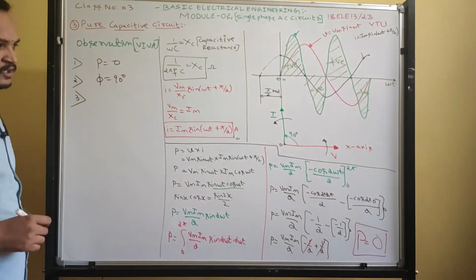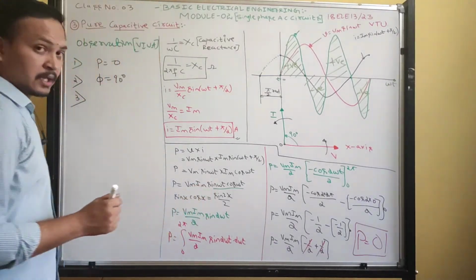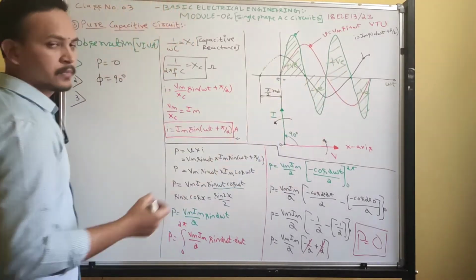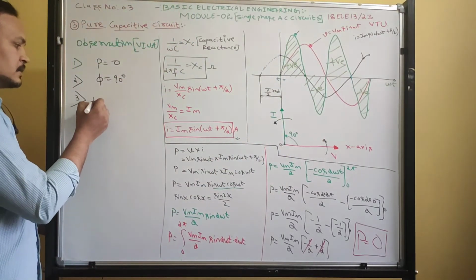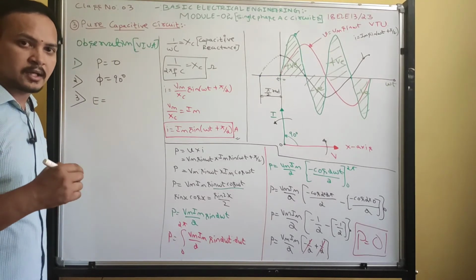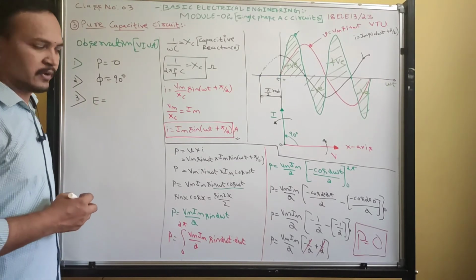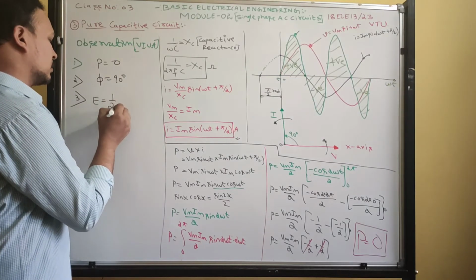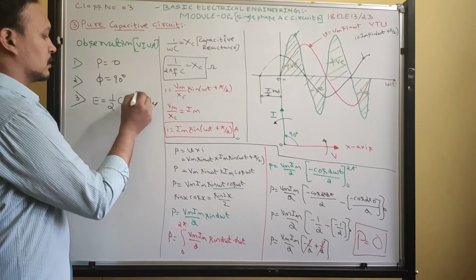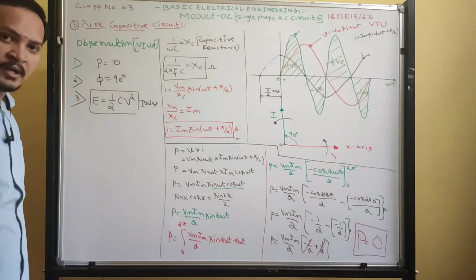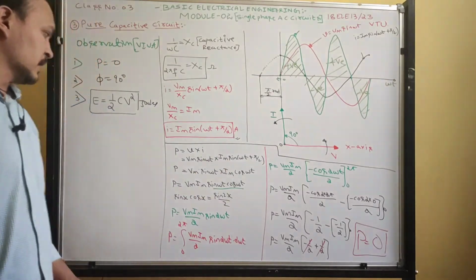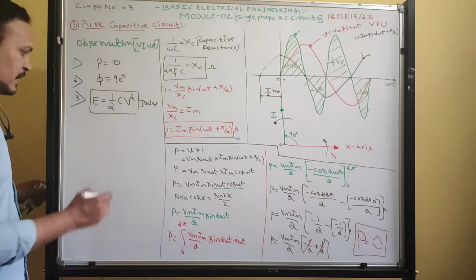Okay. Next, number 3. What did we give as number 3? The shaded portion in the power waveform indicates energy stored in the capacitor in the form of electrostatic field. That is E is equal to half CV square joules. The shaded portion in the power waveform indicates the energy stored in the capacitor in the form of electrostatic field, and that is E is equal to half CV square.